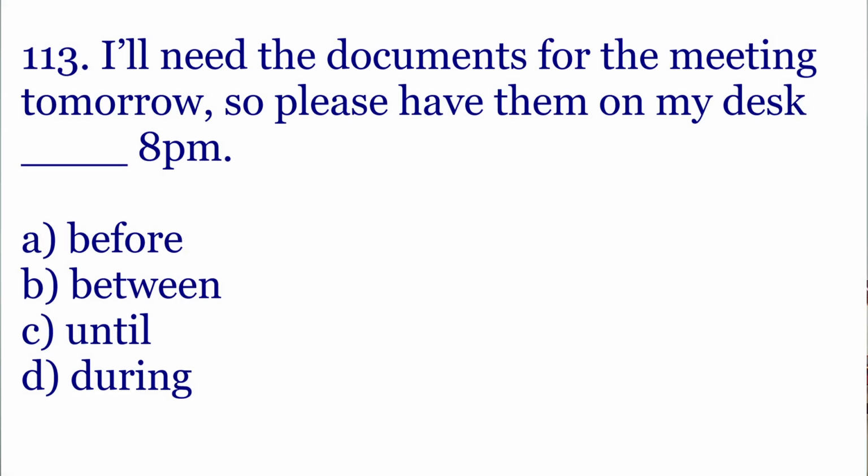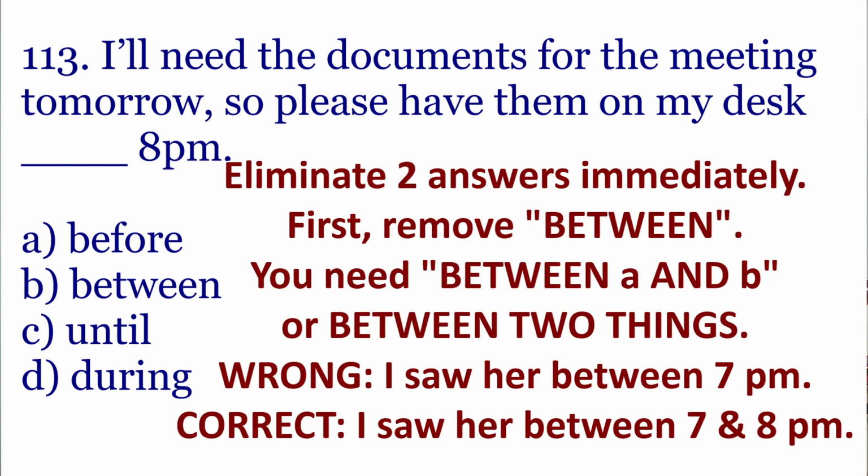113. Well, we can eliminate 2 answers immediately based on grammar. First is B, between. When you use between, you need between A and B. If you say, I saw her between 7 p.m., it is not logical. But if you said, I saw her between 7 and 8 p.m., this is correct. We do not have and, nor do we have plural, so eliminate between. Next, eliminate during.